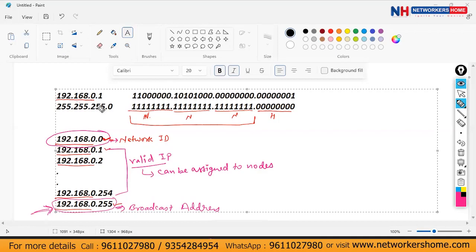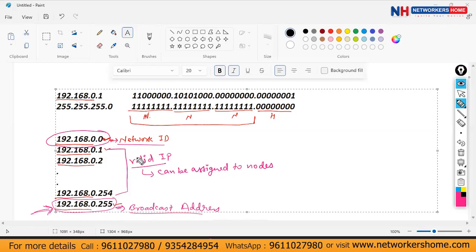Okay. So, sir, if we think of that broadcast IP, it is going to reach each and every node during that time. This is clear. First address will be network ID. Last address is going to be broadcast address, and the remaining addresses will be your valid IPs.